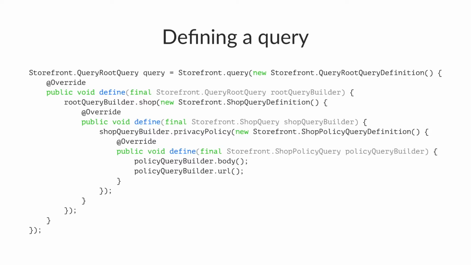Great. So once we've got the client, the next step would be to define a query. And this is how we'll be able to build the GraphQL request that we were talking about earlier. In this request, we're going to be fetching data. We're not going to modify anything. It's just a read request. And what we'll be fetching is the privacy policy of my store. And we'll be getting the body of the privacy policy and then also the URL of the policy. So you can see those down at policyQueryBuilder.body, policyQueryBuilder.url.